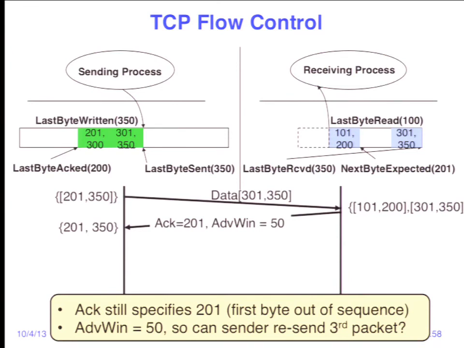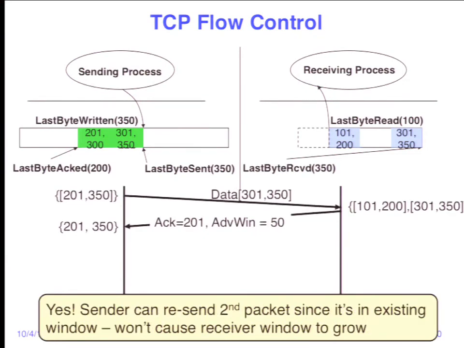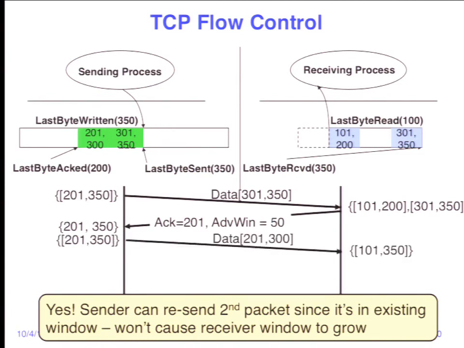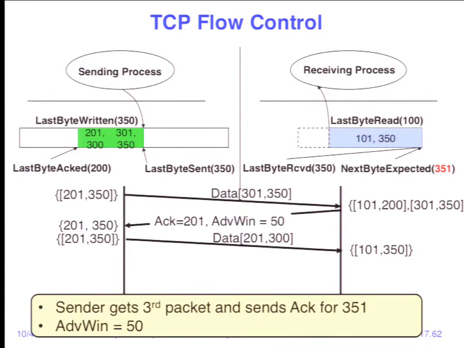No. So it turns out, actually, we can send the whole packet, because we already sent it. Right, so space was already allocated for that packet. So we can resend it again. It's not going to make the window grow. So we just simply resend it again. All right, and then it gets it. All right, now we'll get the acknowledgement back for 351, and you know, we're done.